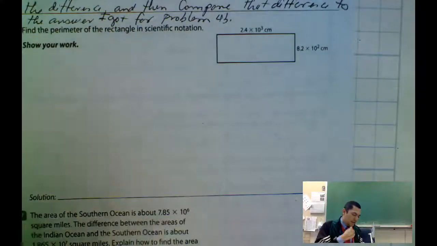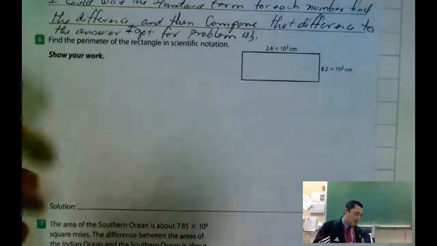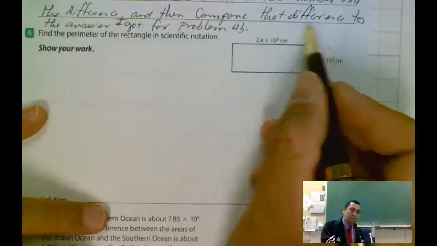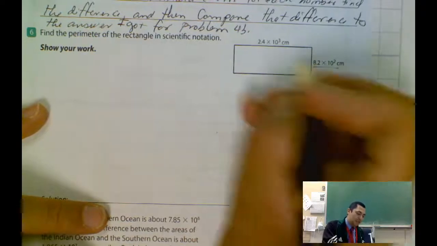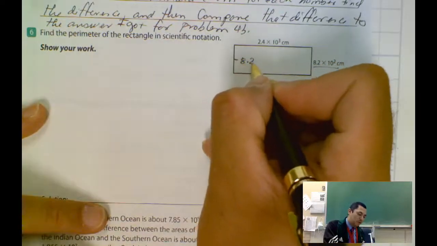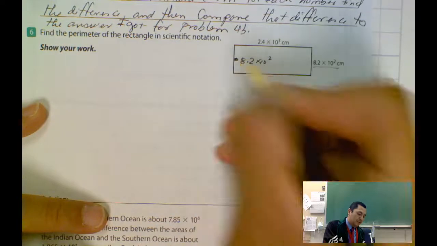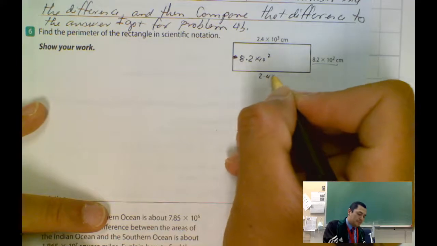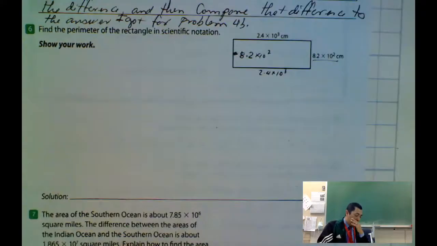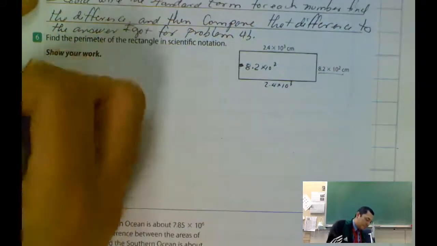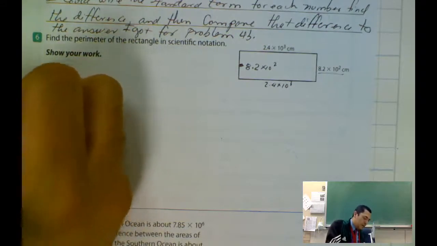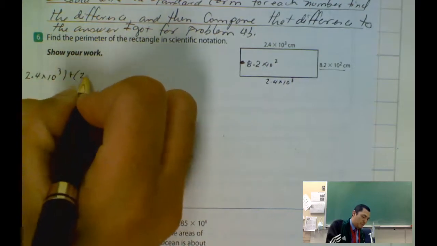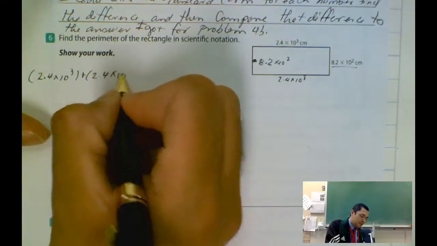Okay, let's do problem number 6. Find the perimeter of the rectangle in scientific notation. Remember that the perimeter is the addition of every single side. So if this side is 8.2, this one is 8.2 times 10 to the second power. If this one is 2.4, this one here is 2.4 times 10 to the third power. Now, the perimeter is going to be the addition of those sides.